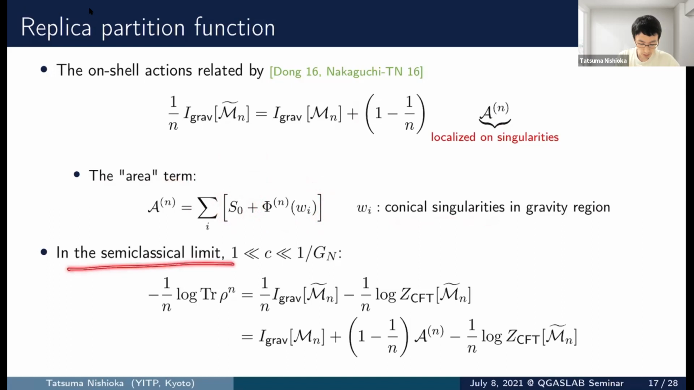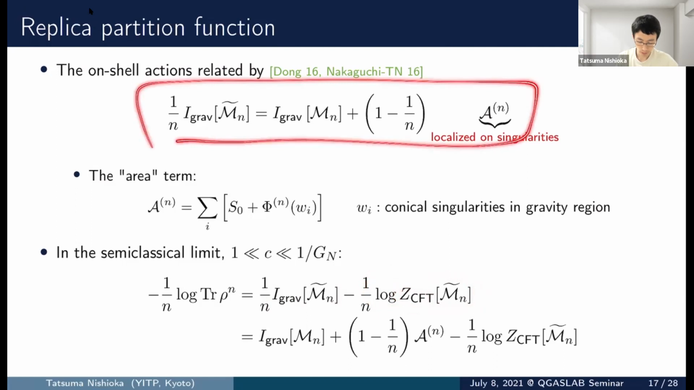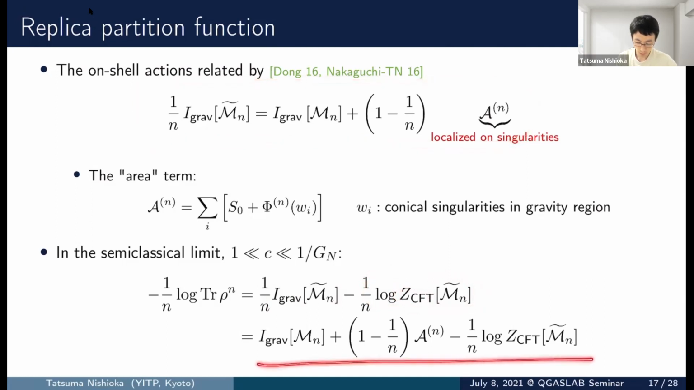And in the semi-classical limit, you can calculate log of the trace of rho to the n. This is equal to 1 over n times the on-shell action on the cover. And you also have a similar contribution from the CFT. But you can use this identity to rewrite it in this way. This form is actually nice when you calculate the Rényi entropy or entanglement entropy.